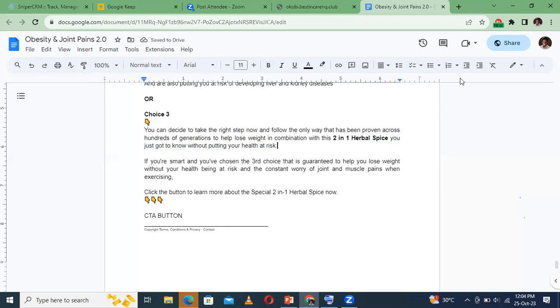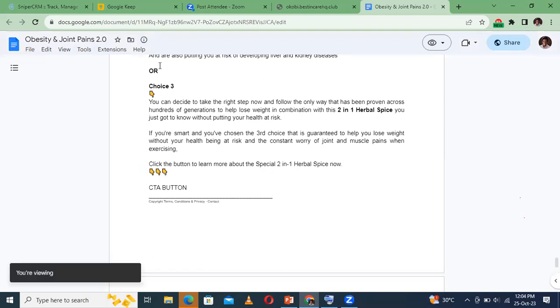Okay, so let's go on. You can decide to take the right step now. So choice 3: you can decide to take the right step now and follow the only way that's been proven across hundreds of generations to help lose weight in combination with this 2-in-1 herbal spice you just got to know without putting your health at risk.